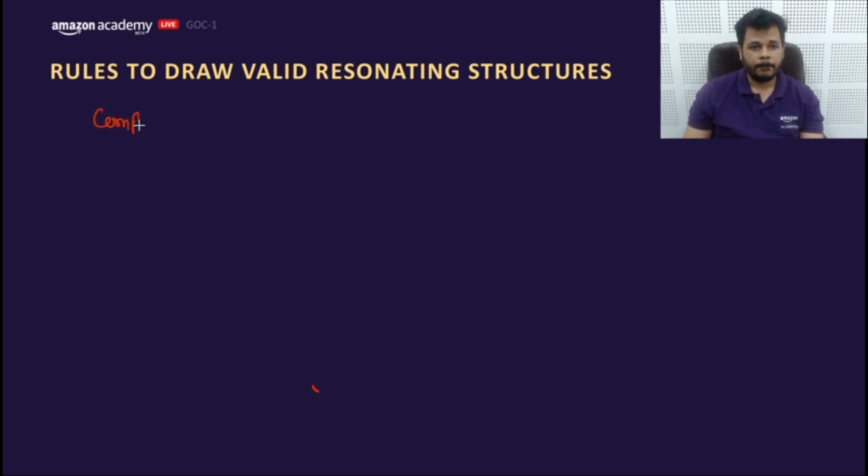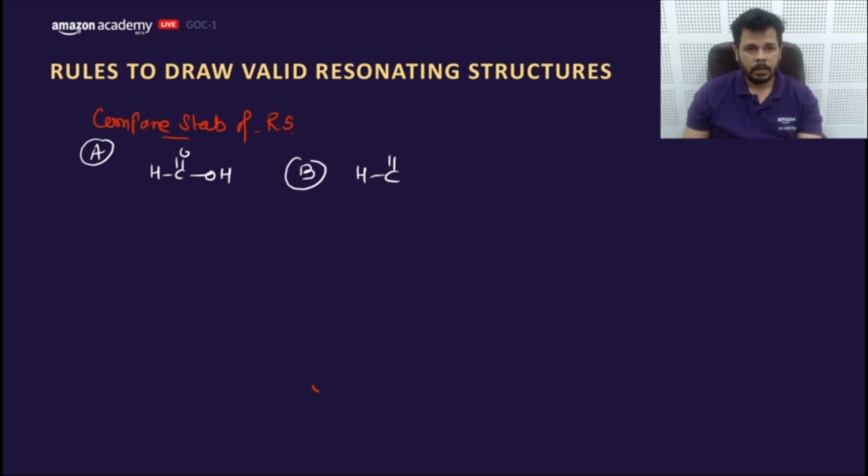Compare the stability of RS. Compare the stability of RS. Let's try to draw the resonating structures of formic acid. A, B, this is A and this is B. This is C and this is D.